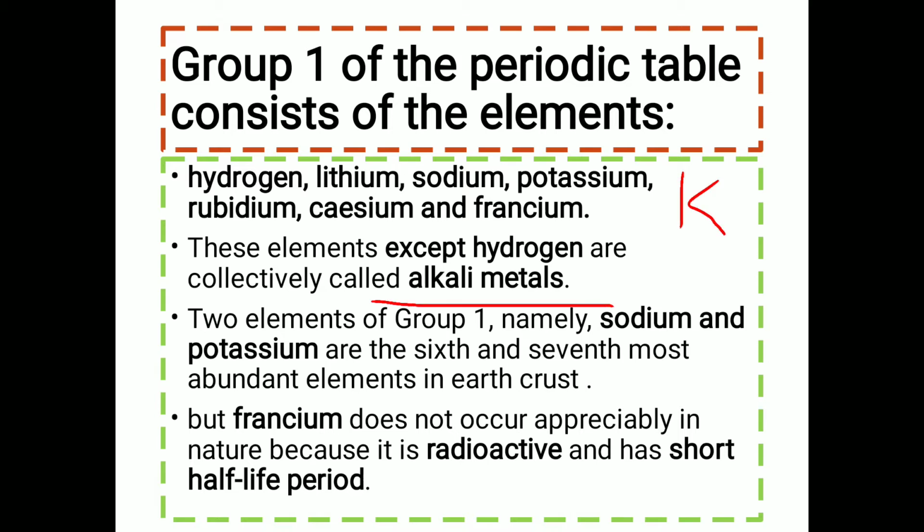The two elements of group 1, that is sodium and potassium, sodium represented by the symbol Na and potassium represented by the symbol K, are the 6th and 7th most abundant elements in the earth's crust. That means sodium and potassium are found in very large amounts in the earth.